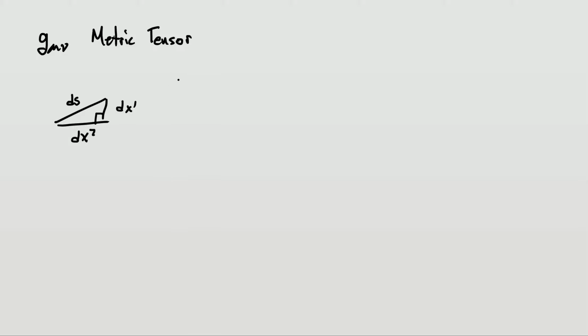So we know from Pythagoras that ds squared equals dx1 squared plus dx2 squared. This is the same thing as a squared plus b squared equals c squared. We're just naming them differently.